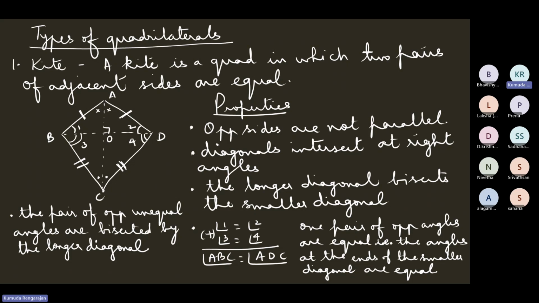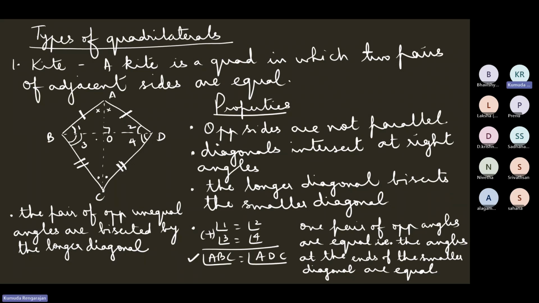Whereas this pair of opposite angles, which are equal here, that is angle B is equal to angle D, right? These angles are not bisected. The opposite angles are equal. This whole angle is equal to this whole angle. This whole of angle B is equal to whole of angle D. Opposite angles are equal. Those angles are not bisected.